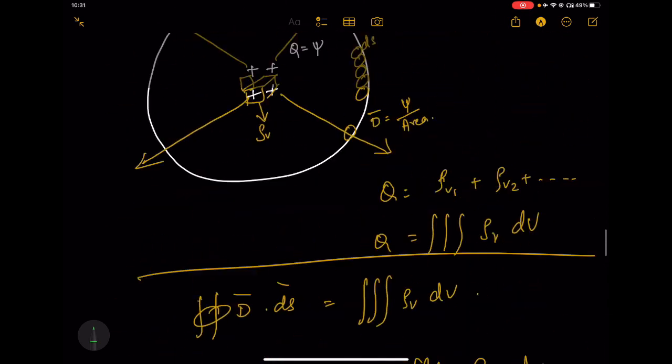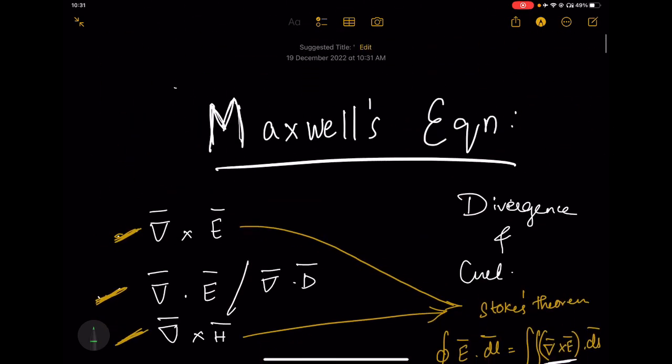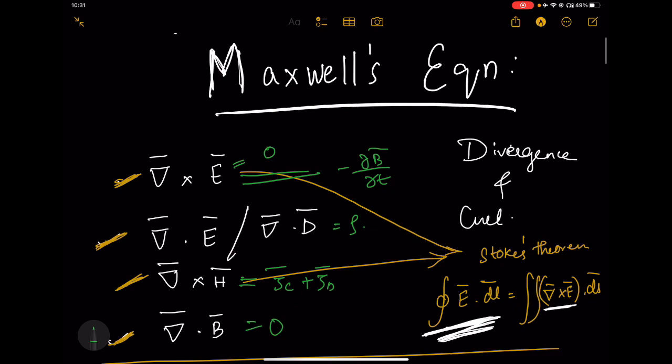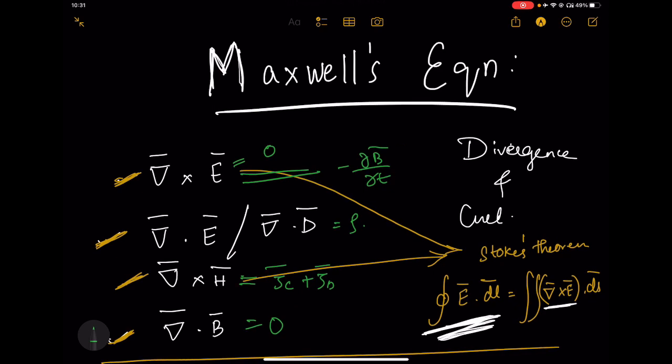Okay friends, so we ended up with these things. So what is the equation here? For the electrostatics case, it can be 0. But for the electromagnetics case, it is like this. And here we got some value. And here it will be JC plus JD, we said. And here it is always 0. This is Maxwell's equation. Thank you.